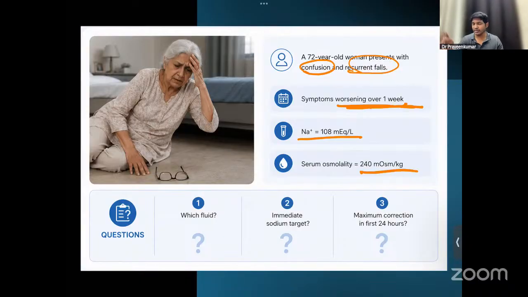Which fluid are you going to give for this patient? Okay, exactly. 3% saline. Why do you want to give 3% saline?